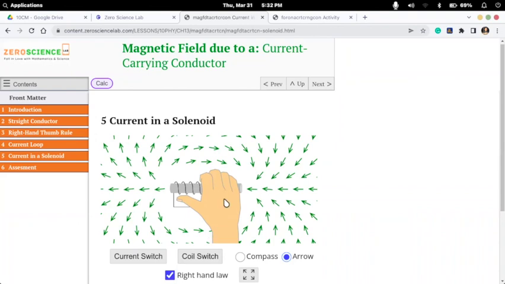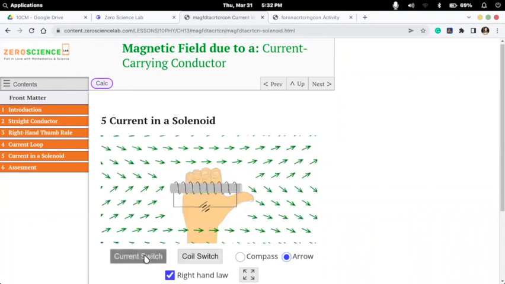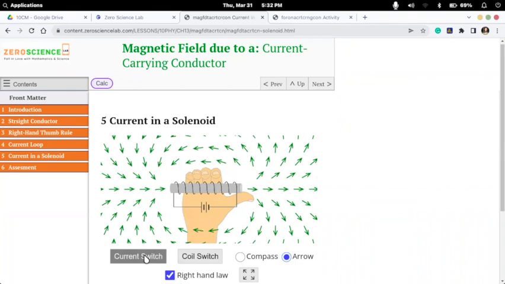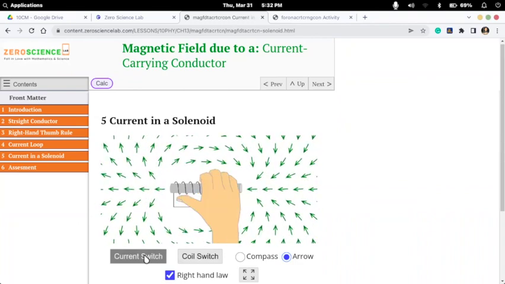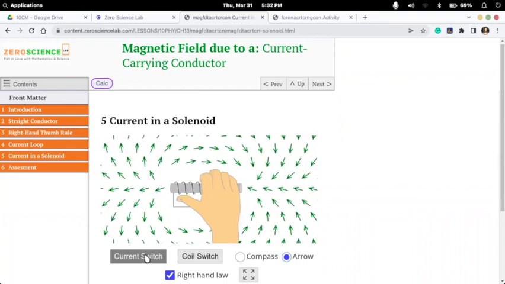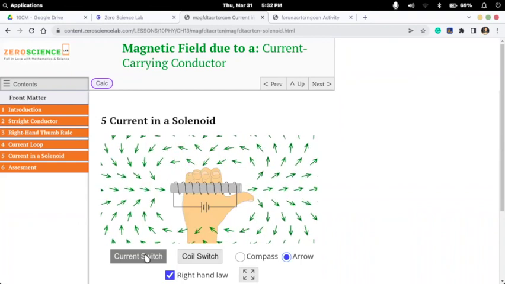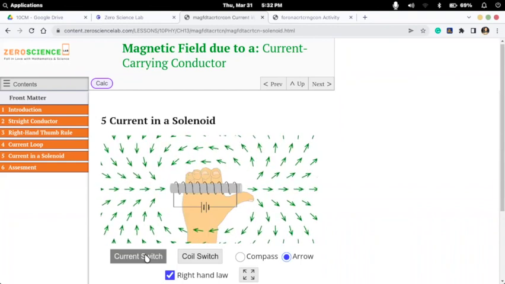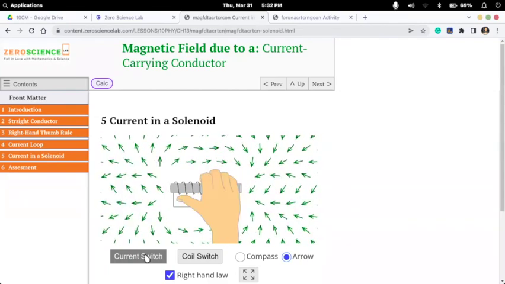Is it correct? Yes, sir. You can switch the current direction. What is happening to the magnetic field direction? Getting reversed, right? Yes, sir. So when I reverse the current flow, automatically the magnetic force is also getting reversed.